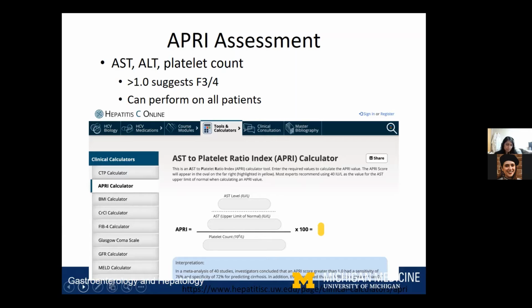The idea being that any one of these fibrosis assessments, even our best fibrosis assessment, which arguably may be a liver biopsy or a transient elastography, is not perfect.